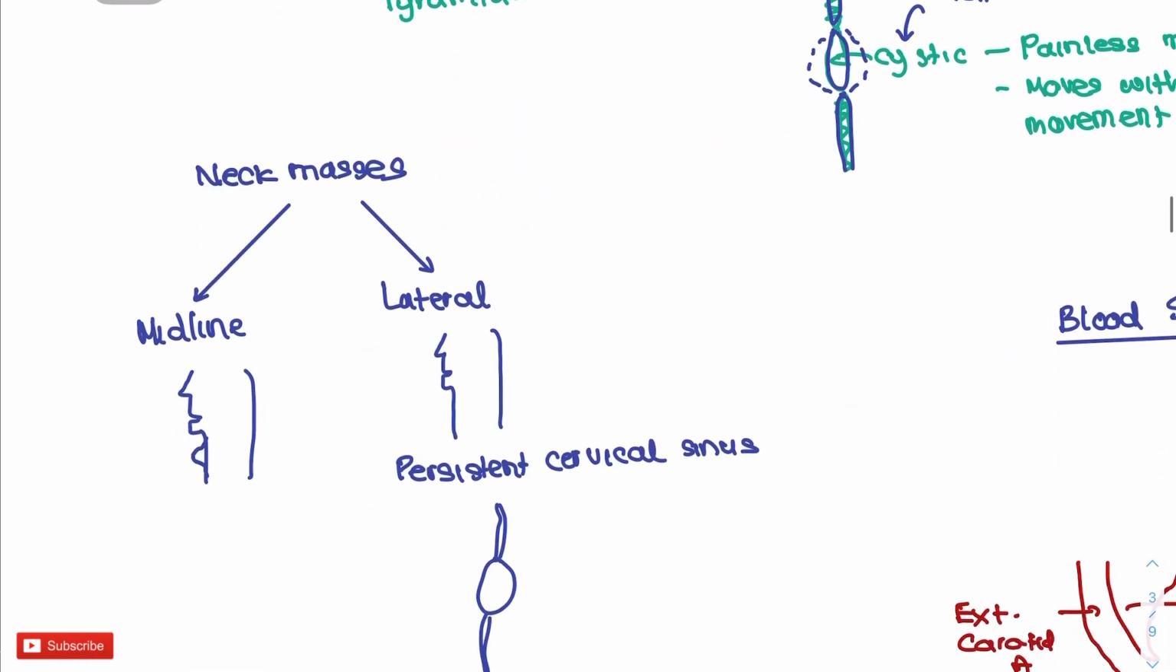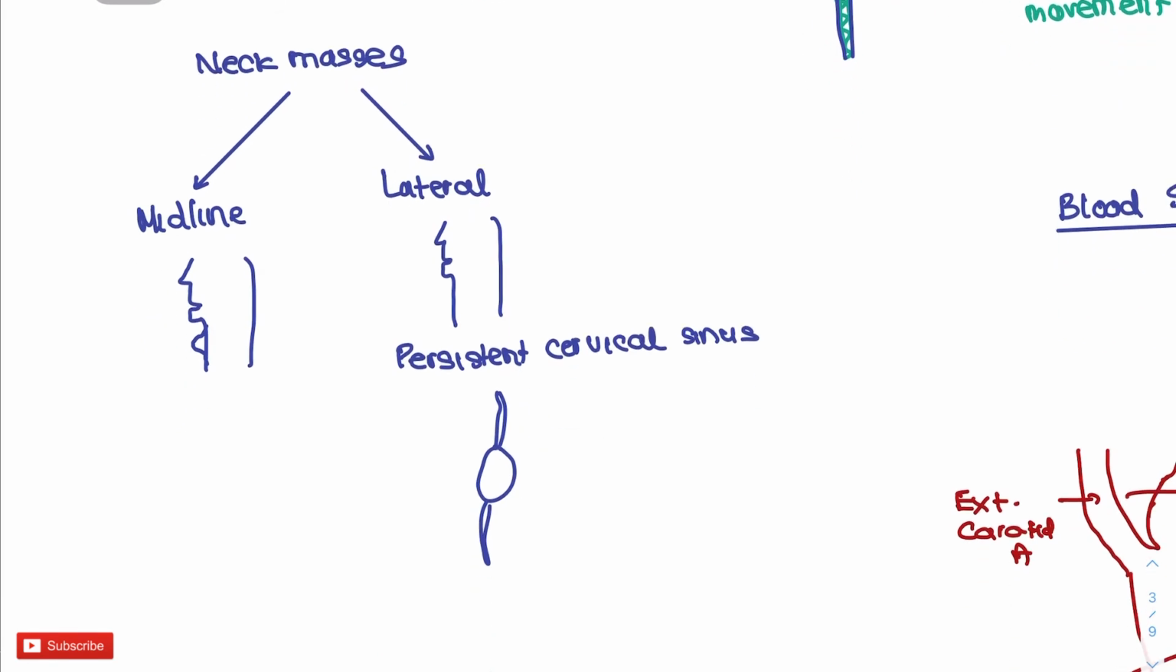There is another situation, another sinus. This is a sinus which is called persistent cervical sinus, which is found laterally. It is found on the lateral aspect of your neck.